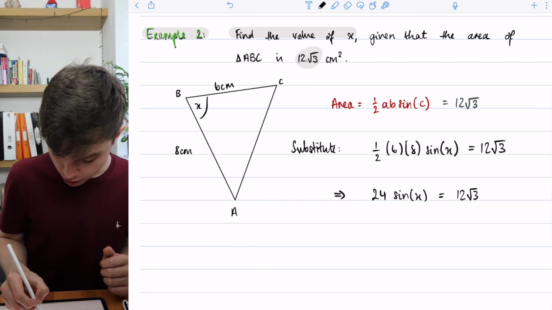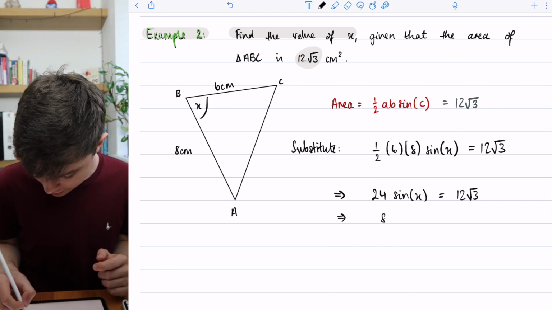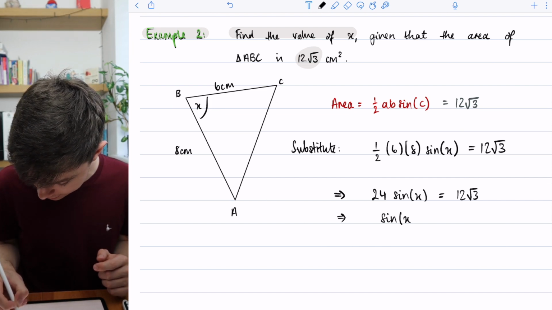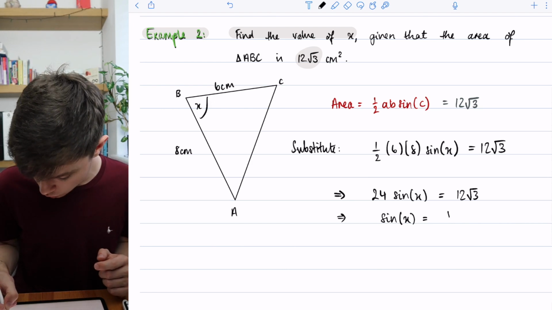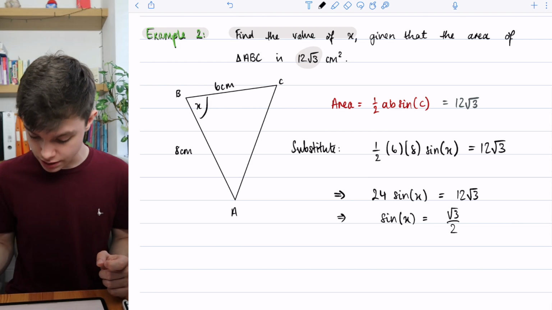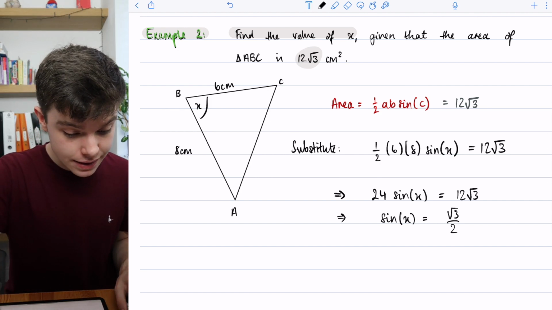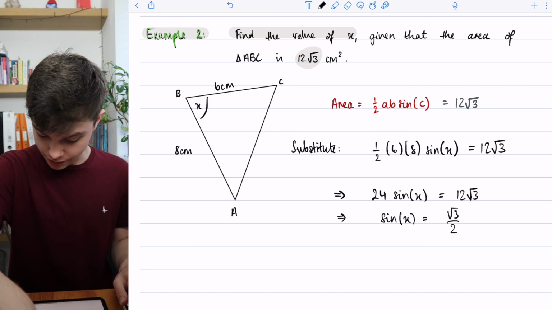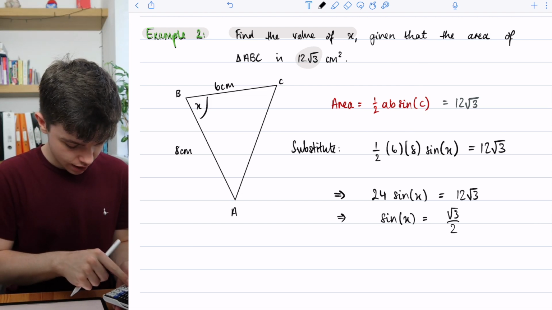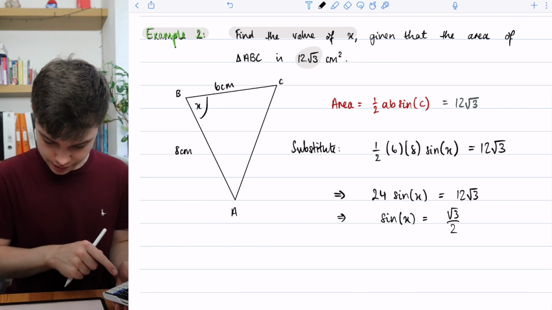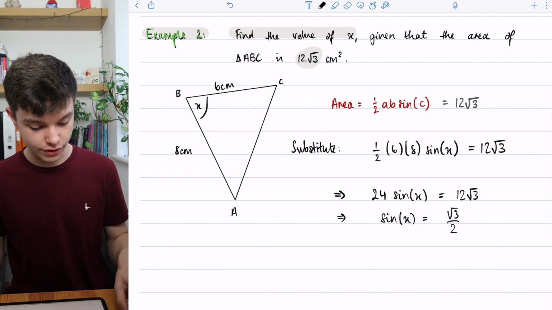And then we'll put another arrow because I'm just going to divide both sides by 24 because we're trying to find the value of x. So I want sine x on its own, and that's going to be 12 root 3 over 24, which hopefully we can work out is root 3 over 2. When we do that, this is what we get, okay? I'm just going to check this actually. So we have a half times 6 times 8, that's correct. And then 12 divided by 24 with root 3, yes, root 3 over 2.